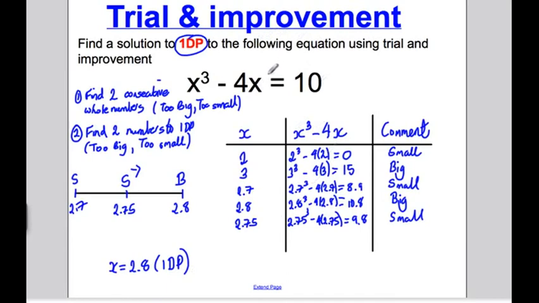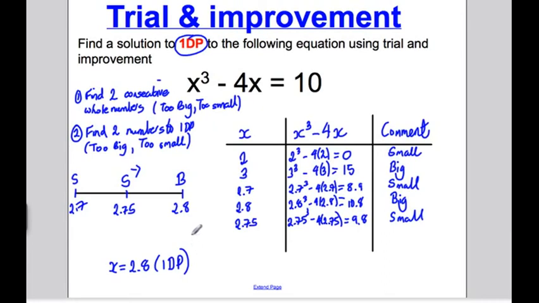Okay, so you always do it in this way. Draw yourself a table, find 2 consecutive numbers where one's too big, one's too small. Then and only then go to 1 decimal place. Find 2 consecutive numbers to 1 decimal place where one's too big, one's too small. And then check the number halfway in between. Draw yourself a little diagram so you know what's going on. And then state your answer to 1 decimal place as clearly as possible.